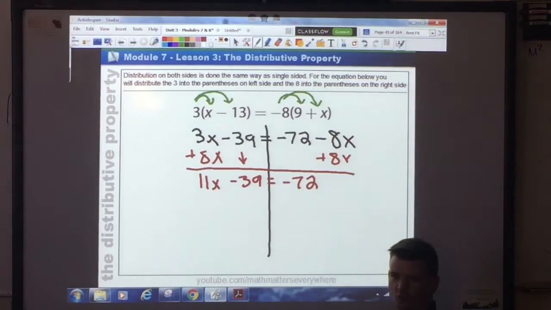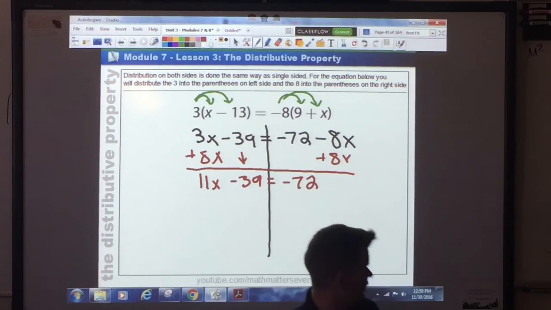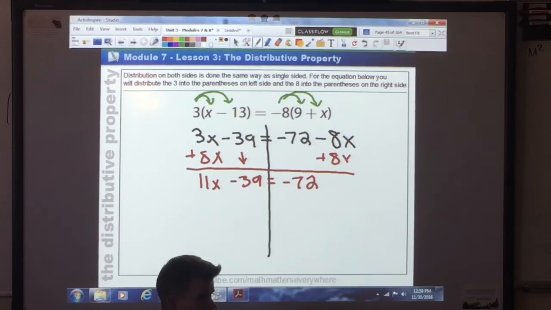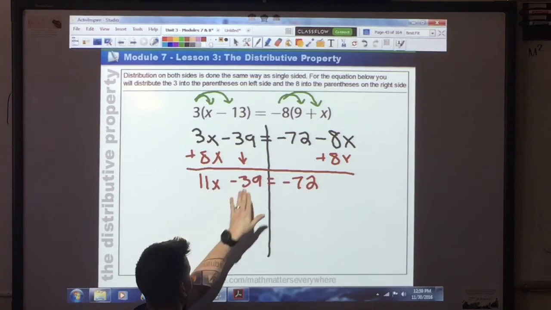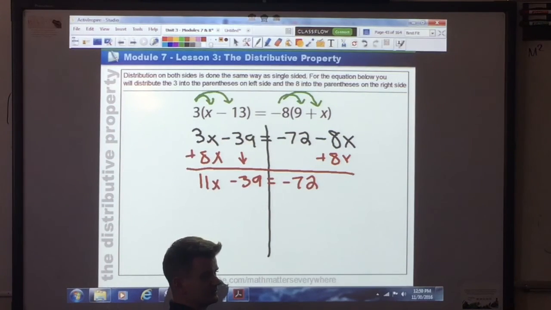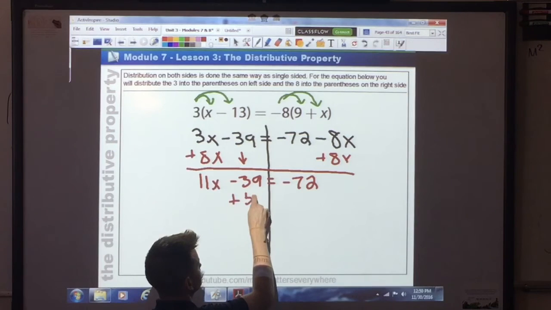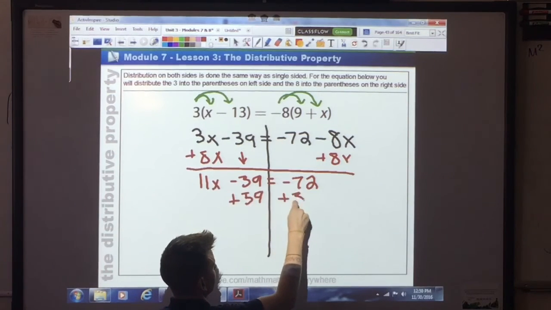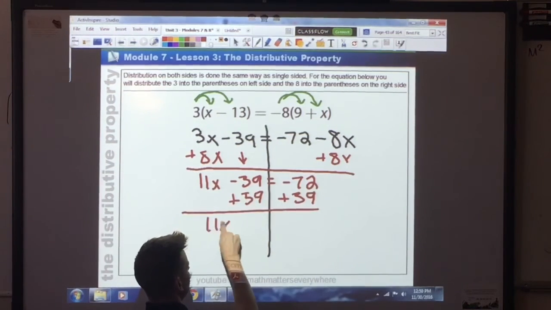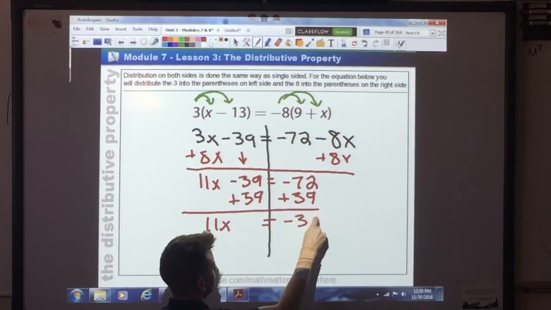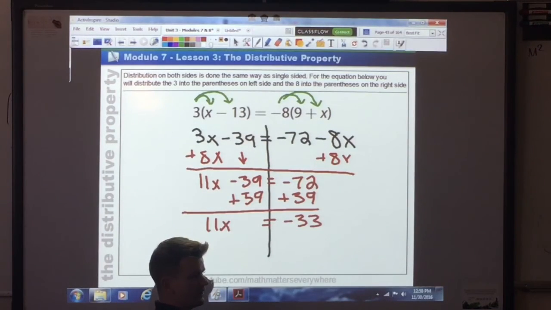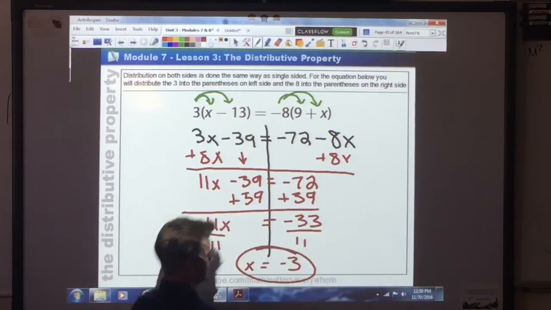Now that all my variables are on one side, I must get my constants on the other side. Ms. Guerrero, what do I do now? I need to get this alone, so I have to get rid of this. What's the opposite of negative 39? Good. So I add 39. Perfect. And I will get 11x is equal to negative 33. What do we do now, class? Divide both sides by what? 11. And we get x is equal to negative 3.